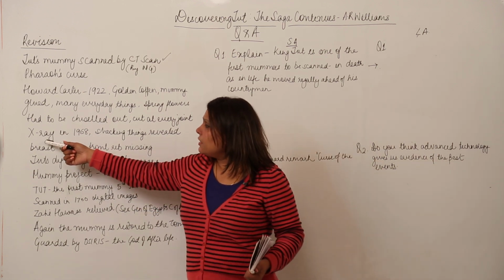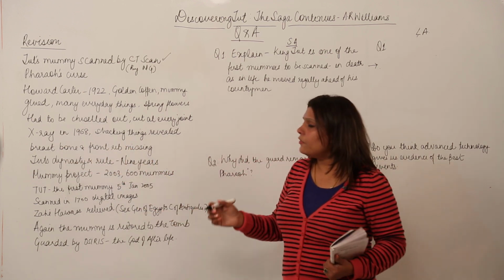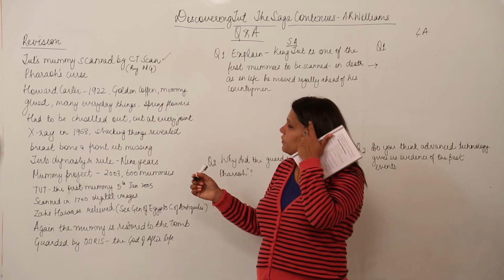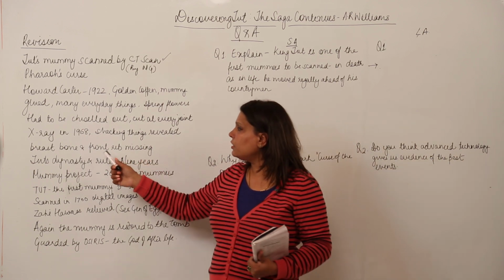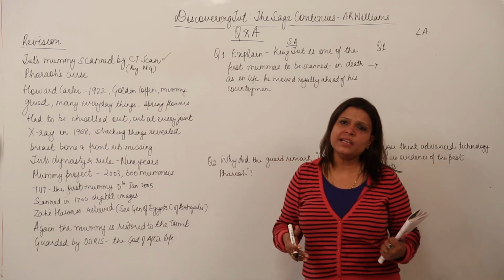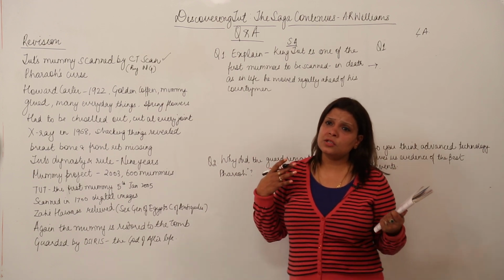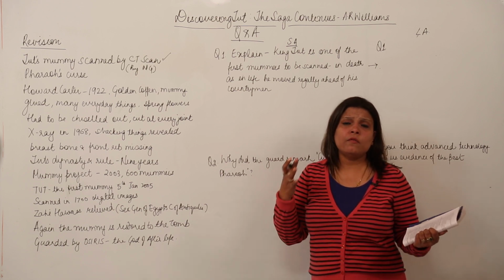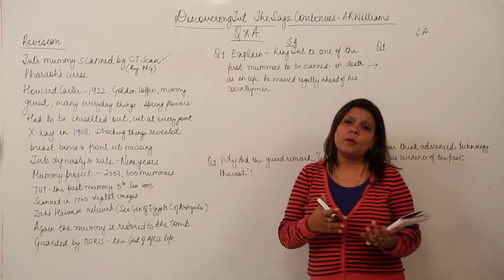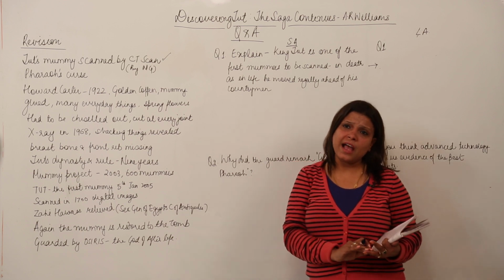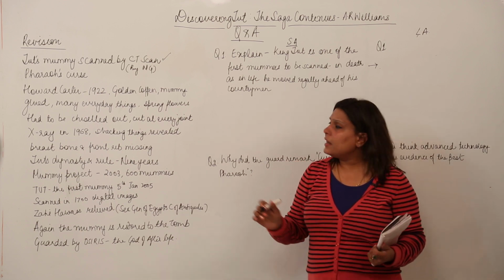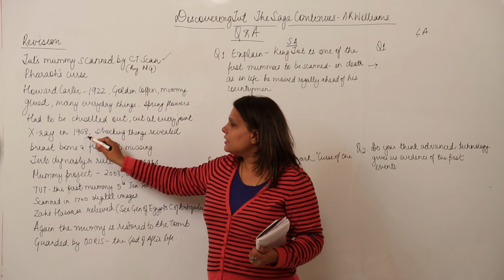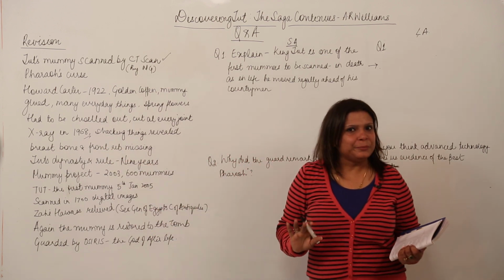Also, there was an X-ray in 1968 that we are told about, and it revealed shocking things like the breastbone and the front rib of the king was missing. So there were lots of stories and conjecture about why the king was killed, why the king died so early. Probably he was killed by someone or he had diseases, and at that point of time, by 1968, things were not clear.